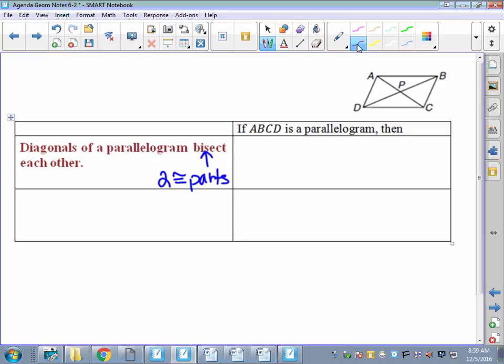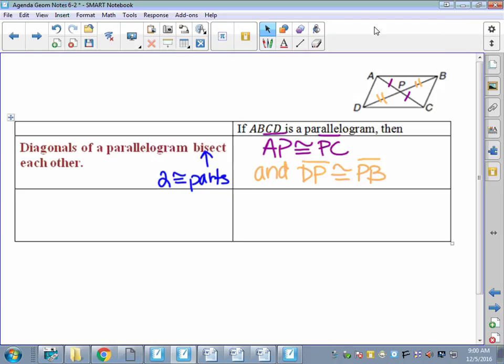So that means that AP is congruent to PC. That also means that DP is congruent to PB. The diagonals bisect each other, so you've got 2 congruent parts for each one of the diagonals. Now, we do not know if AP and DP are congruent. We only know from each individual diagonal that the 2 pieces are congruent.